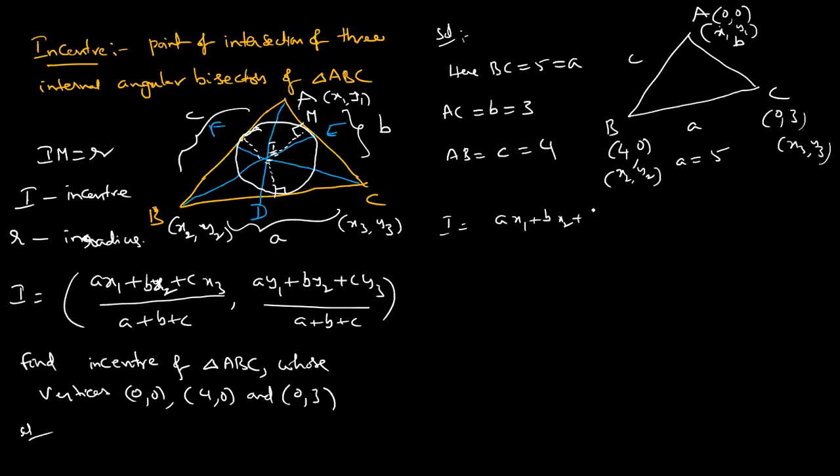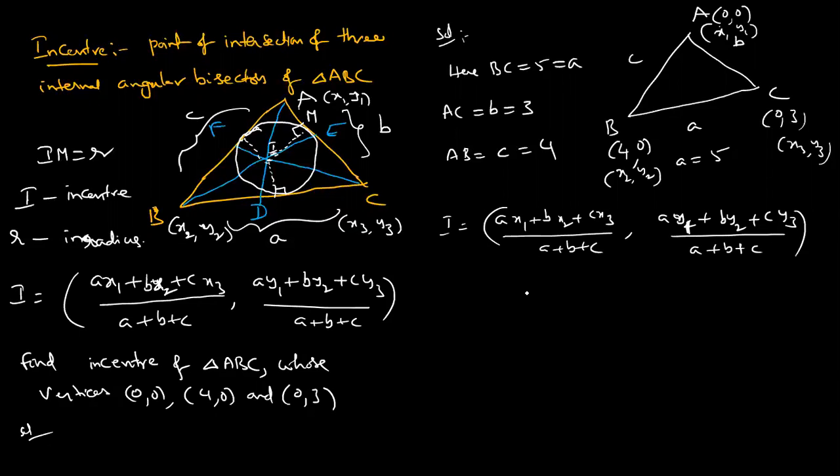Ax1 plus bx2 plus cx3 by a plus b plus c. Ay1 plus by2 plus cy3 by a plus b plus c. So what is the a? 5 into what is the x1? 0. 3 into x2 means 4. 4 into x3, where is x3? 0. By 5 plus 3 plus 4.